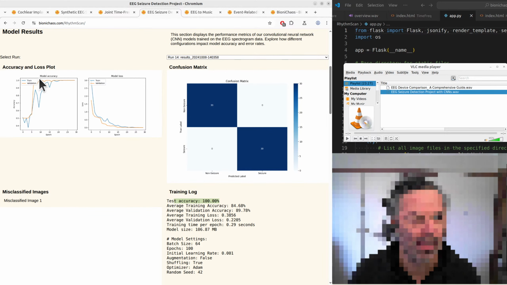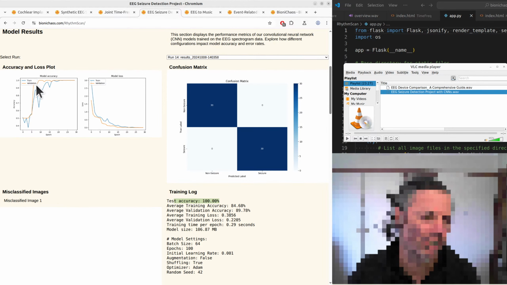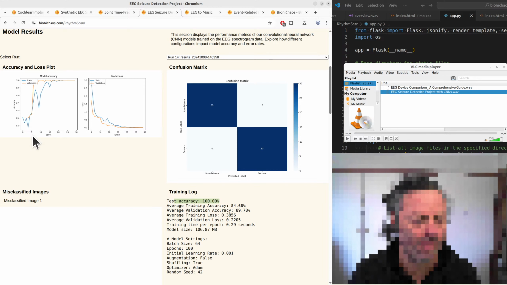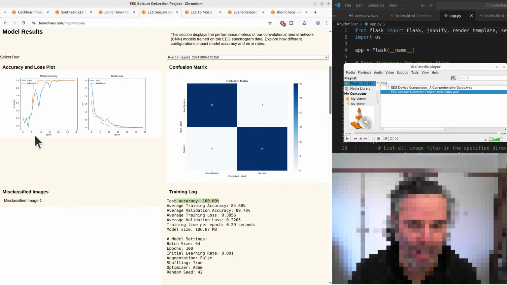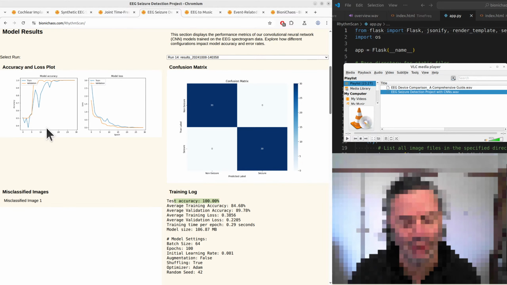And that's what the model accuracy training and validation looks like over time, well, it's not time, over epochs. So this is essentially showing the model more and more results, and the model loss is reducing, which is a great sign.